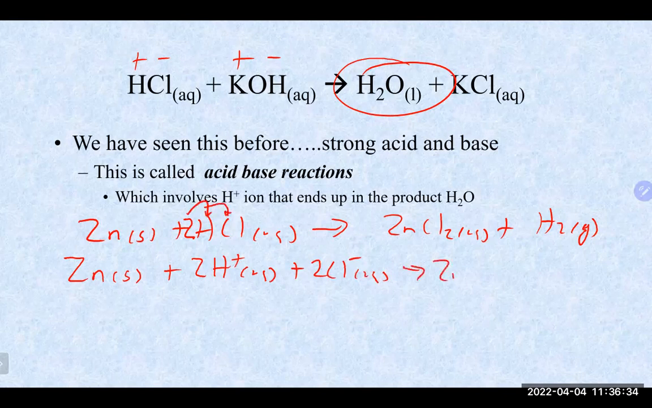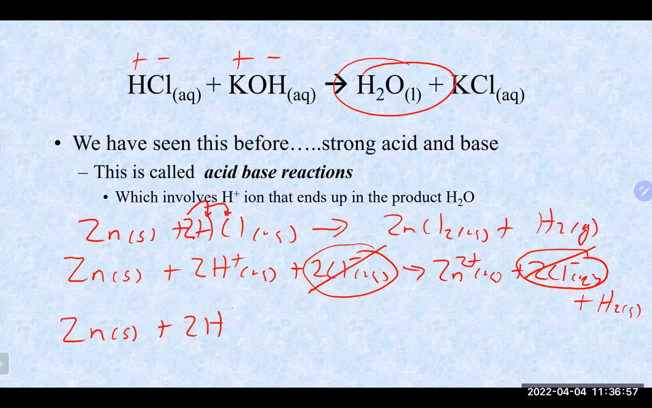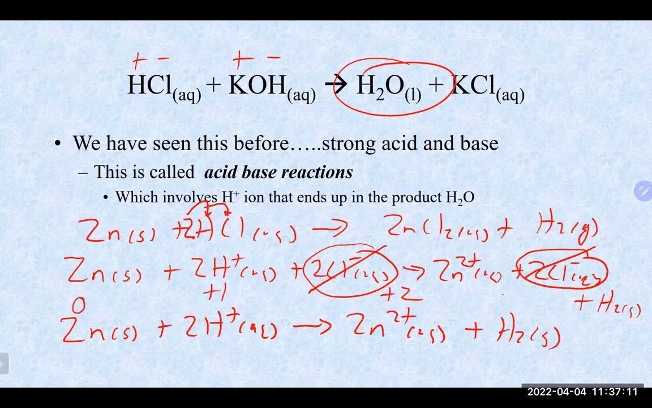On this side, the zinc would break apart into zinc plus 2 and a couple of chlorides. And our hydrogen gas would stay together. In this particular case, it is the chloride here that is the spectator ion, which gets canceled out. And the net ionic equation that is happening here is actually this, which is the redox part of it. It is the zinc going from no charge to +2. It is the hydrogen going from +1 to 0. And that is the net ionic equation of ultimately what's happening here.